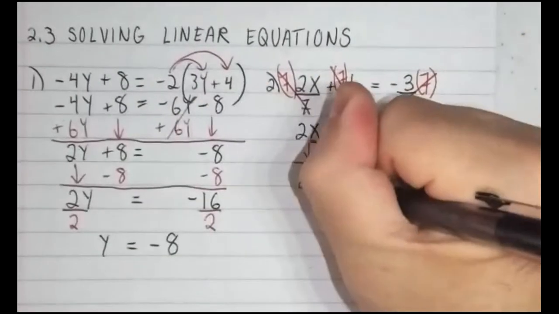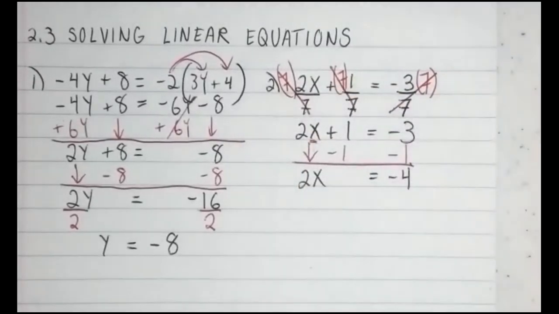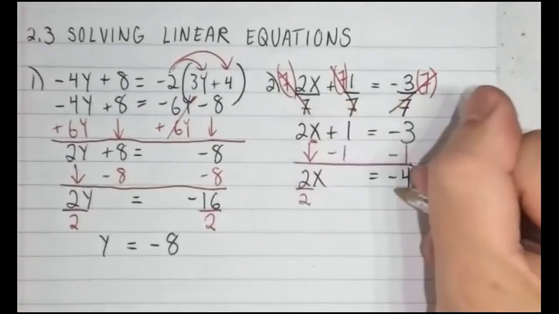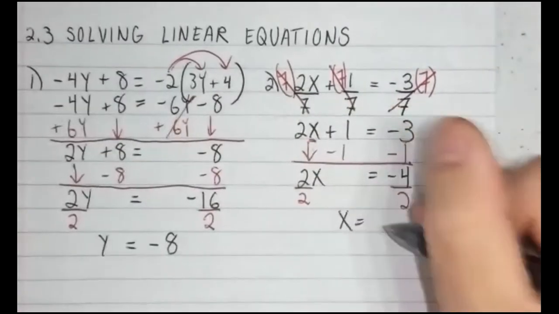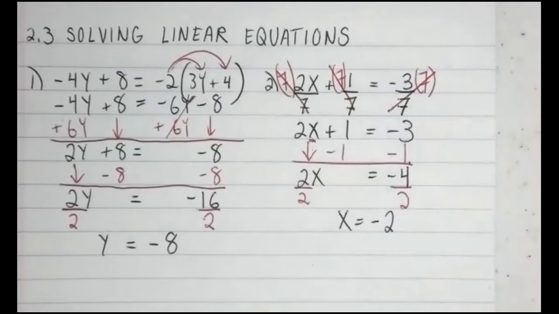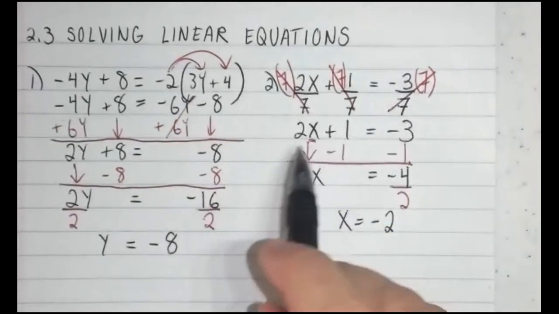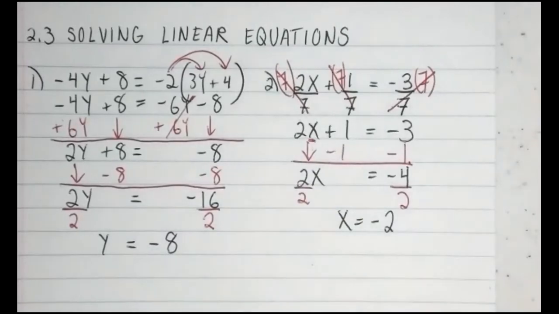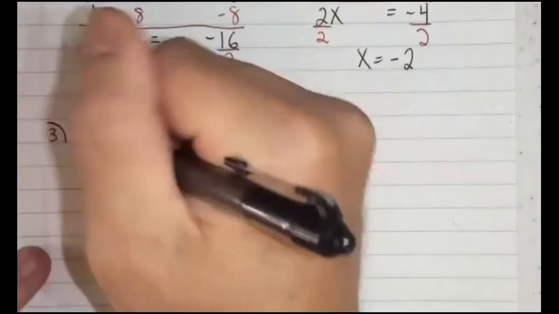Breaking down the 2x, I have 2x equals -4, and then I'm dividing each side by 2, and I'm going to get x equals -2. So I'm eliminating the fractions and then solving the 2-step algebra equation once I get to that step. Let's do another example with fractions.